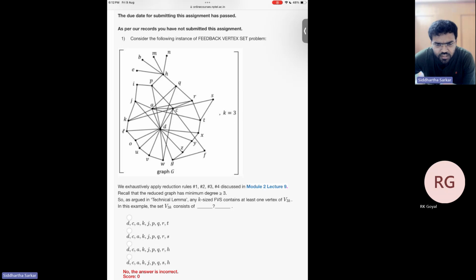which says that any k-sized feedback vertex set contains at least one vertex of V3K, which is a subset of the vertices. So how many vertices? 3 into k, that means 9 vertices. So any 3-sized feedback vertex set should contain at least one vertex from this set V3K containing 9 vertices. So the question is, what is this set of 3k vertices? So first we have to be mechanical and apply these rules. So first let us see what are the rules.